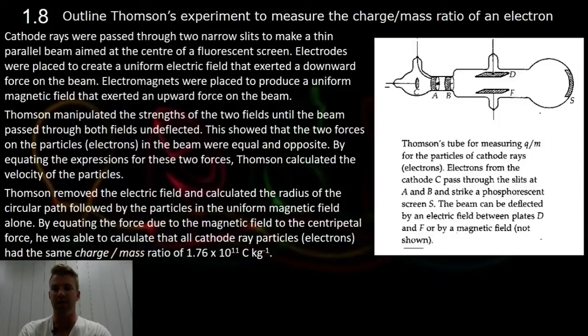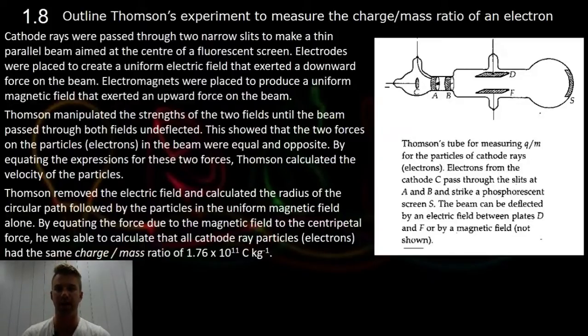Thomson removed the electric field and calculated the radius of the circular path followed by the particles in the uniform magnetic field alone. By equating the force due to the magnetic field to the centripetal force, he was able to calculate that cathode ray particles, or as we now call them, electrons, had the same charge over mass ratio of 1.76 times 10 to the 11 coulombs per kilogram.